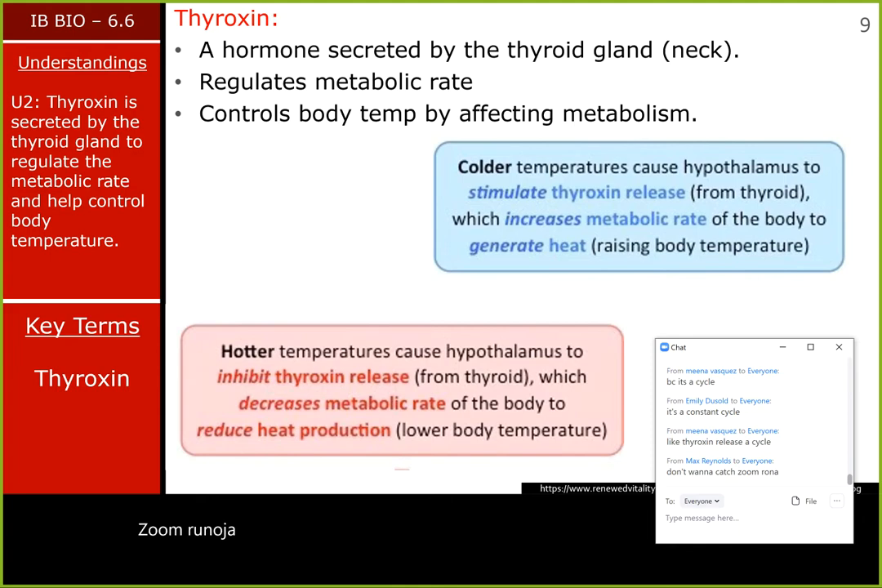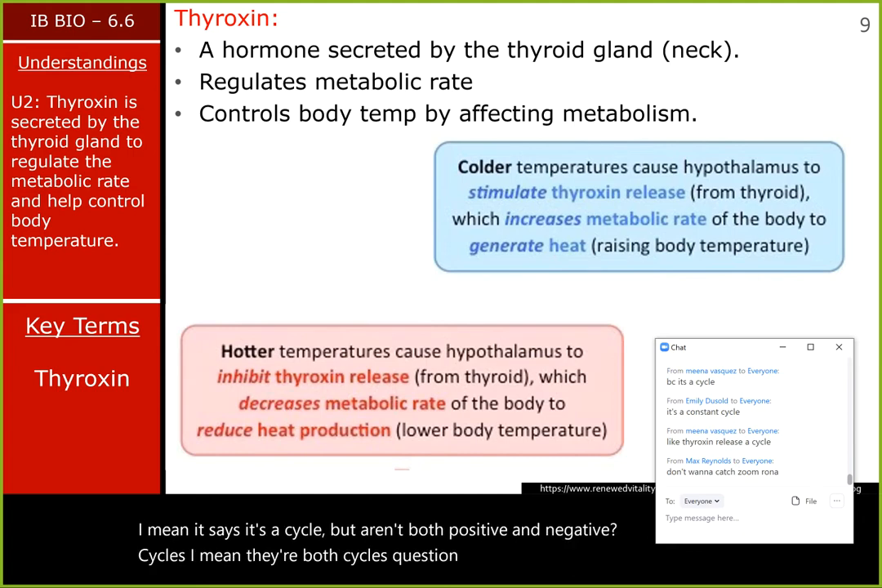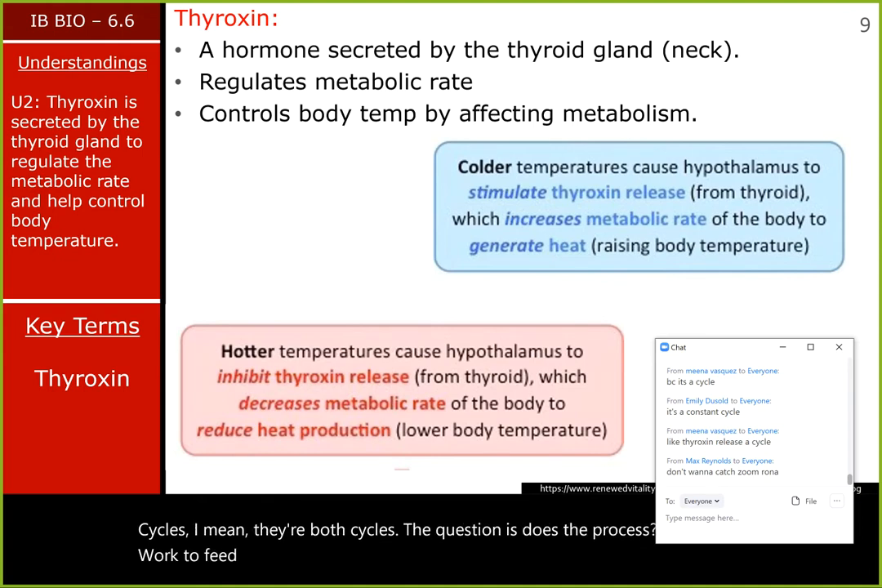Emily says it's a constant cycle. Mina says it's a cycle. But aren't both positive and negative cycles? I mean, they're both cycles. The question is, does the process work to feed itself or work to stop? It feeds itself because, I mean, you always have to be hotter or colder, right? Like, I don't think there's a way you could just stop that.